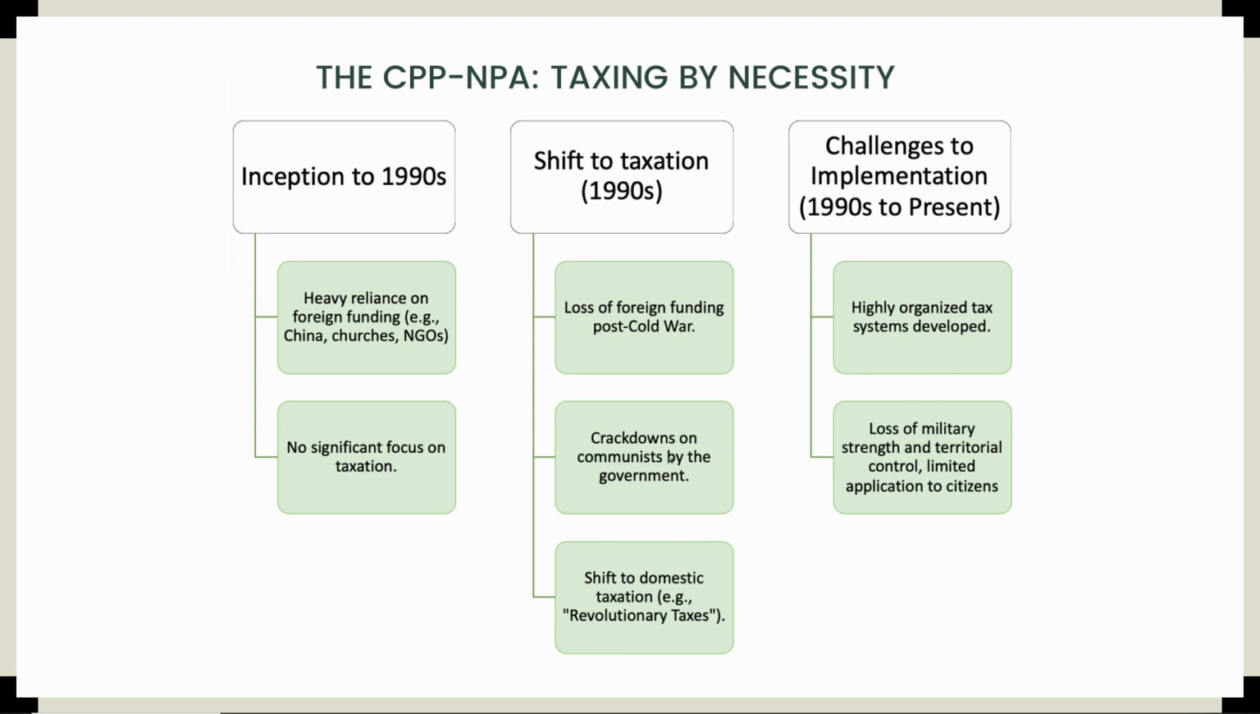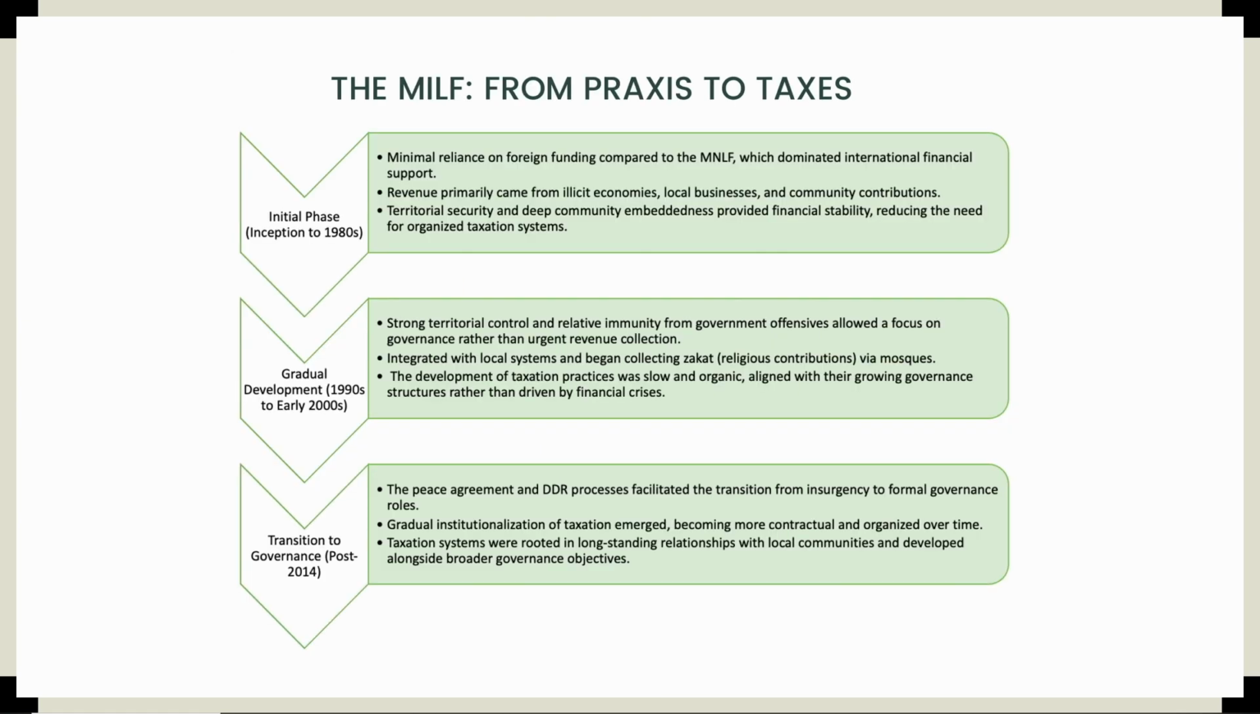Looking at the MILF, so this is an Islamist secessionist group in the south, part of the Mindanao conflict. They had minimal reliance on foreign funding because the MNLF, their predecessor rebel group, captured most of it. And even when they emerged, most foreign sympathizers or most foreign funders continued to give money to the MNLF. So what did the MILF do? They relied primarily on their illicit economies, local businesses, and community contributions.